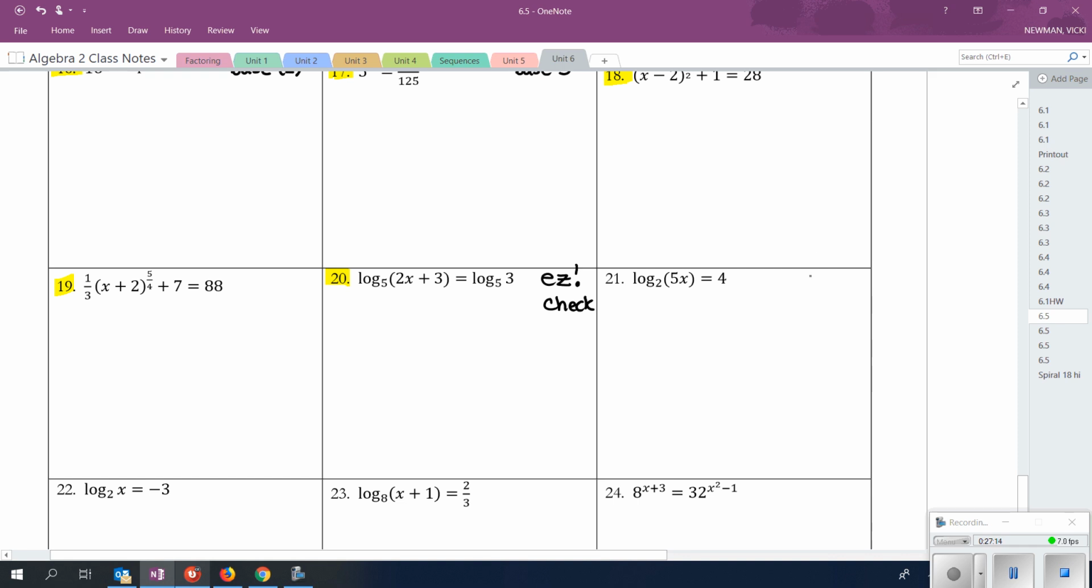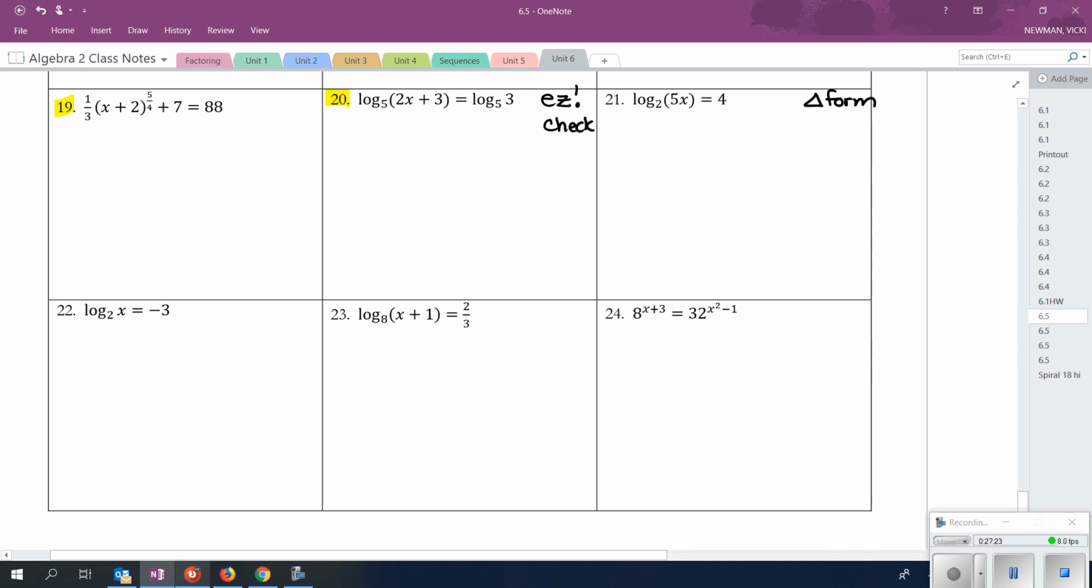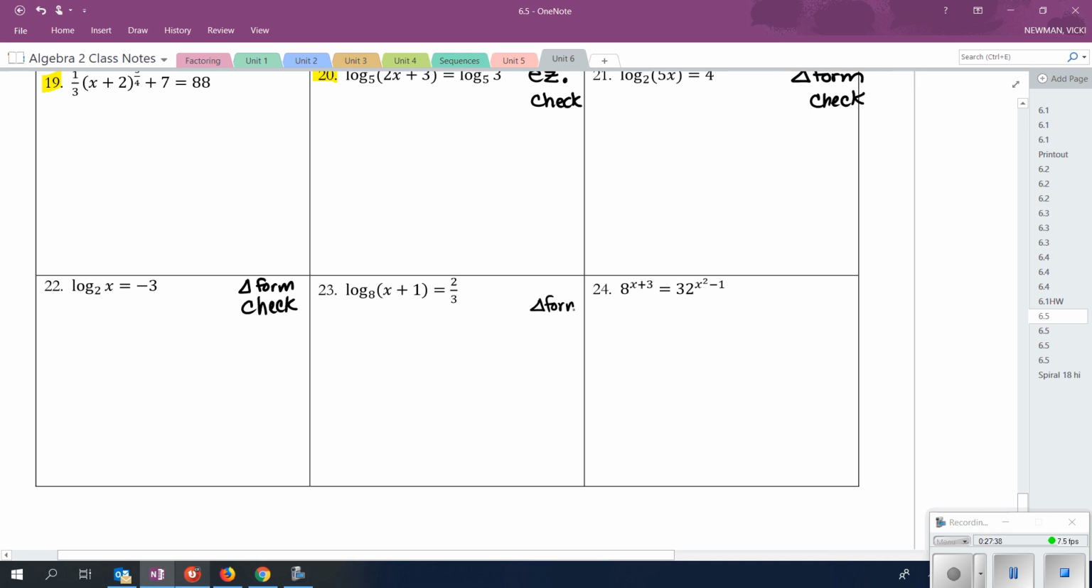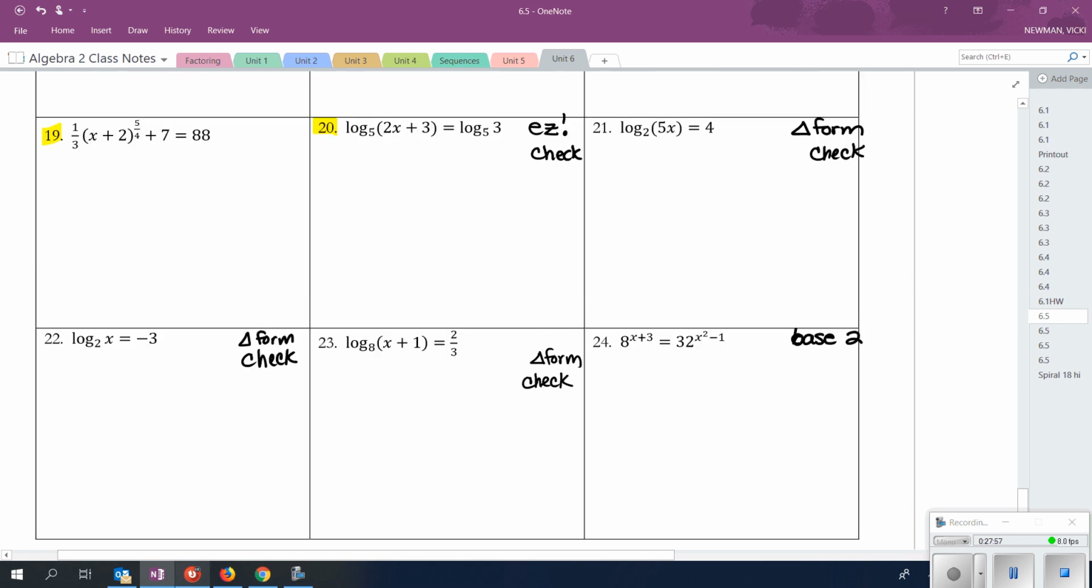Then number 21, you're going to change the form. 22, x is inside the log, so you need to change the form, and you need to check it. 21, you need to check it. 23, x is inside the log, so you have to change the form, and you have to check it. And then 24, you're like, wait a minute, which one is not like the others? So this, you need a common base. The easiest base to work with is 2. And then that's it.